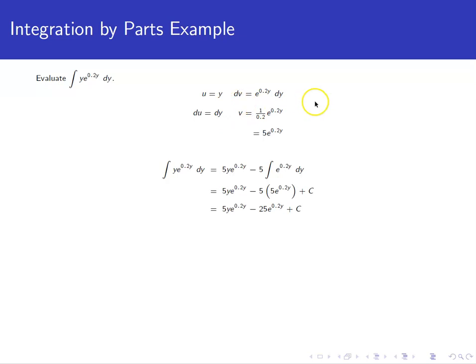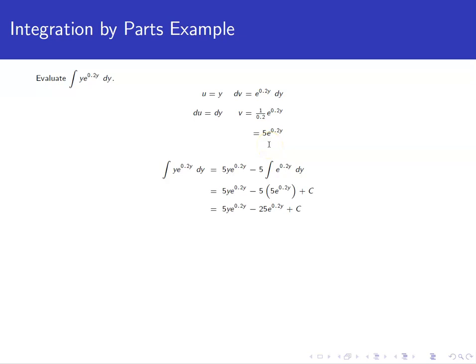Then our dv piece will be e to the 0.2y dy, everything else that's left in there. When we take the antiderivative here, e to a power has an antiderivative of just e to that power. Since we've got a 0.2 times the y, I have to adjust for that by putting a 1 over 0.2 out in front. That's 1 over 2/10, or 1 over a fifth, which simplifies to 5. So we get v is equal to 5 e to the 0.2y.